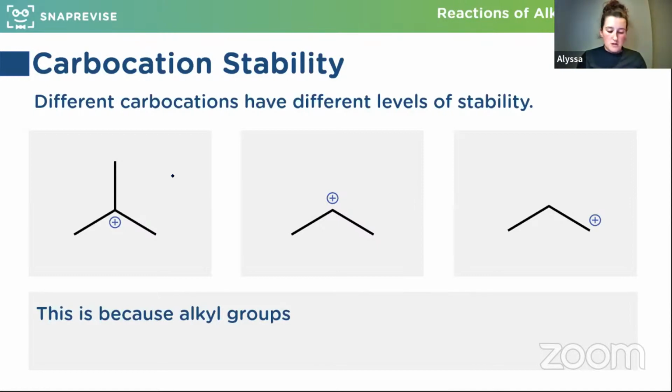We've got, this is a tertiary carbocation because it's got 3 carbons attached to our central carbon. This middle one is a secondary carbocation because the carbocation has 2 carbons attached to it. And this right-hand one is a primary carbocation because the carbocation carbon has 1 carbon attached to it. So which is most stable, which is least stable? So primary, secondary, or tertiary, we've got some different answers.